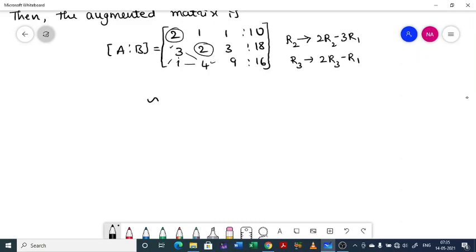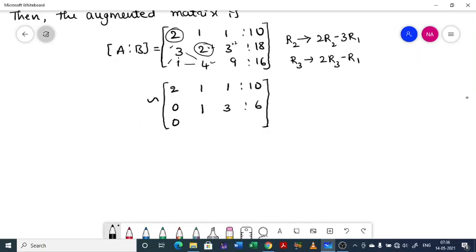So the augmented matrix will be equivalent to, now onwards I don't write the equal sign but the equivalent sign. The first row stays as it is, 2 1 1 colon 10. Second row, obviously the first entry will be 0. 2 into 2, 4 minus 3, we get 1. 3 into 2, 6 minus 3, 3. 18 into 2, so 36 minus 3 into 10, 36 minus 30, so we get 6.